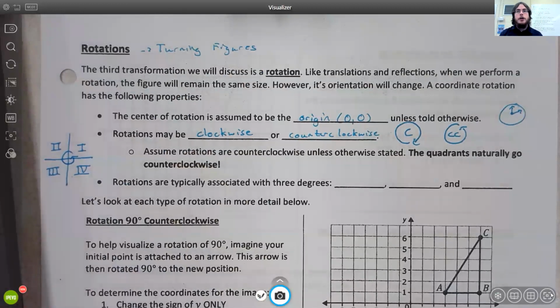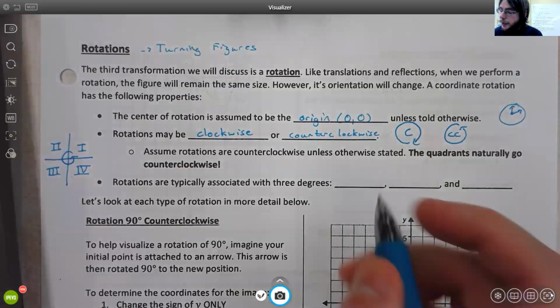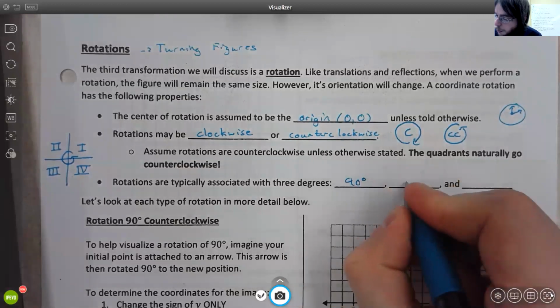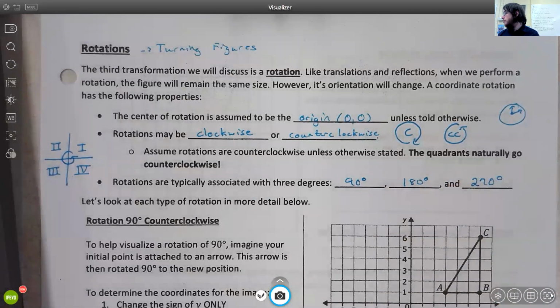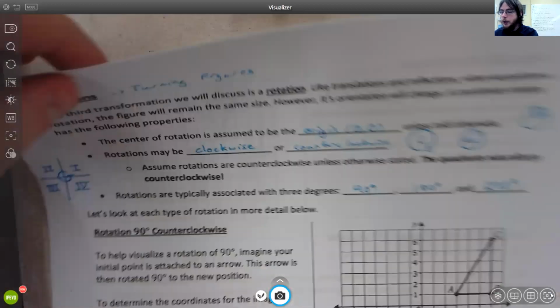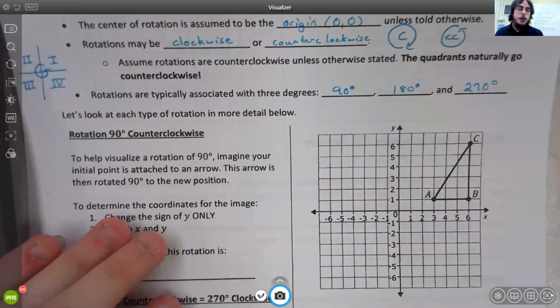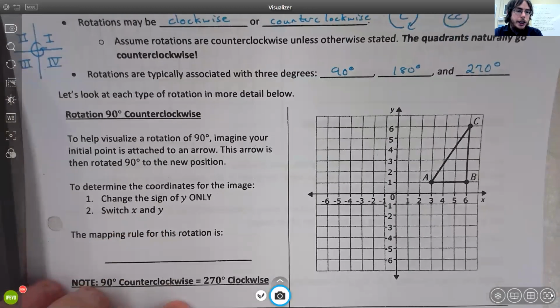Now there are typically 4 different types of rotations. We only talk about 3 because the last one, the 360-degree rotation, will just have it end up being a full circle. And so you just end up back where you started. So we're not really concerned about that one. But the ones we are concerned about are the 90-degree rotation, the 180-degree rotation, and the 270-degree rotation. Okay, so any of those we are concerned with. So let's look at each type of rotation in more detail.